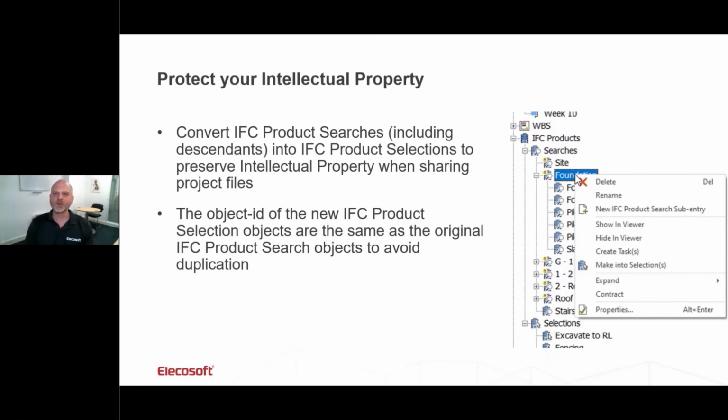So in this option, you can choose to transfer the data from a product search into a selection. So all of the elements that match the search, that included data you don't want visible, that can be hidden by saying, keep hold of those items, but now just link via the GUIDs. So when I do share this project, I've been able to protect my intellectual property.